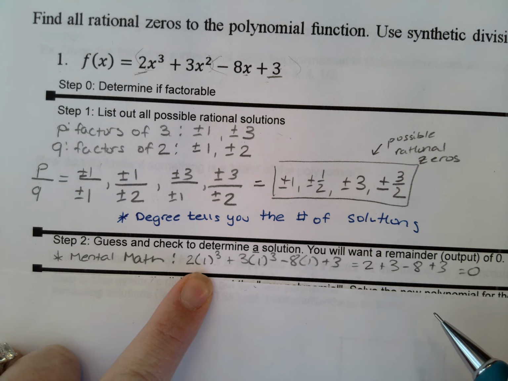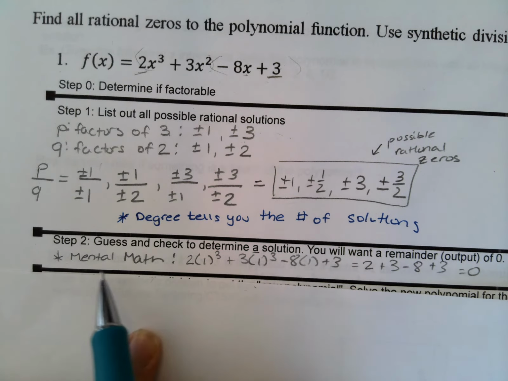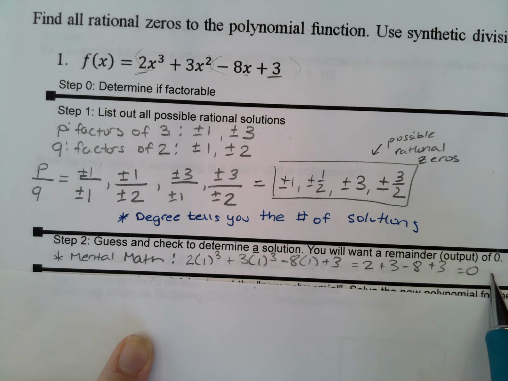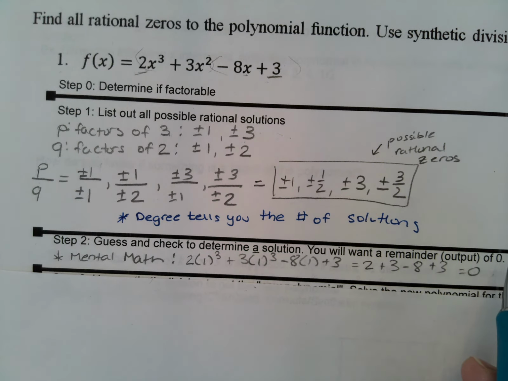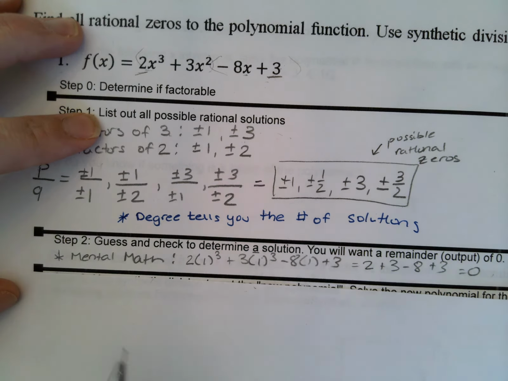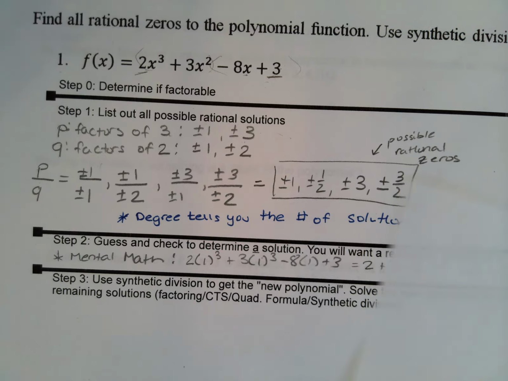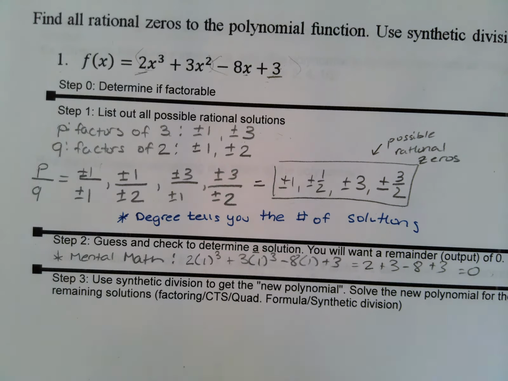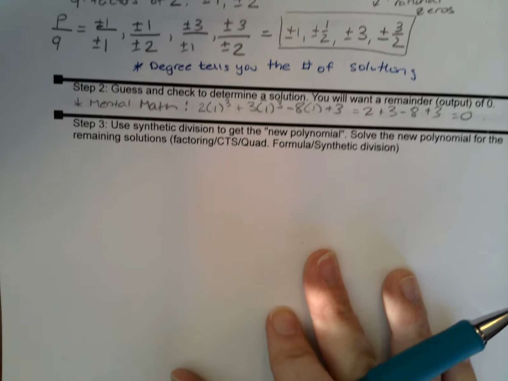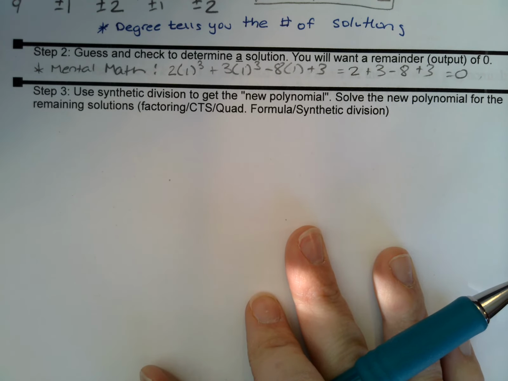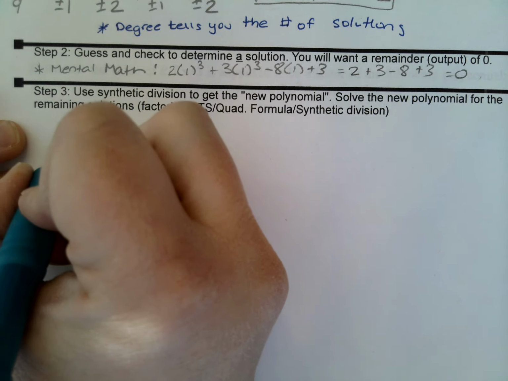So I can save myself some time. Right? If you don't get what I just did, then don't worry about it. You're just going to do guess and check. You're going to do synthetic division. Figure out which one gets you a remainder of 0. If you get what I did, you can do that and skip some steps. But now that I know that 1's going to work, what I'm going to do is I'm going to use synthetic division to find that new polynomial. Okay? So I'm going to use 1.